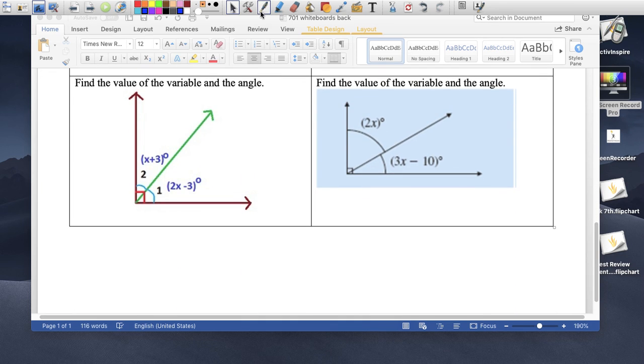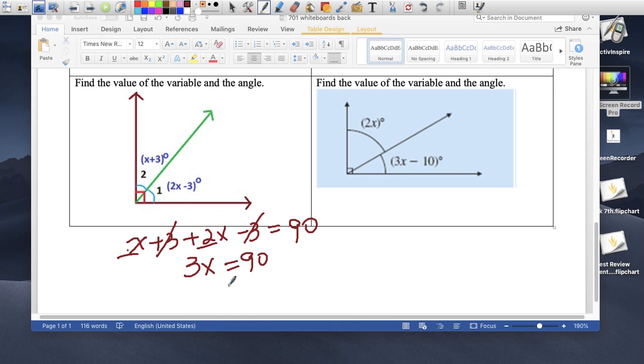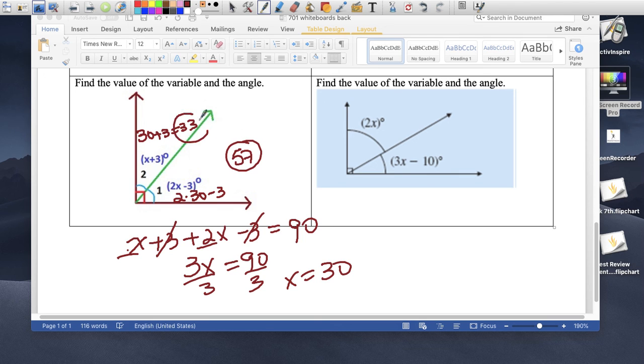Find the variable and the angle. This is complementary. So x plus 3 plus 2x minus 3 equals, we know this is complementary, which is 90. So x and 2x is 3x. Positive 3 and negative 3 is 0. Equals 90. Divide by 3, divide by 3. X equals 30. But this is over here, so it's x plus 3 or 30 plus 3, which is 33. And over here is 2 times 30 minus 3, which is 60 minus 3, 57. So this is 57, and this is 33.